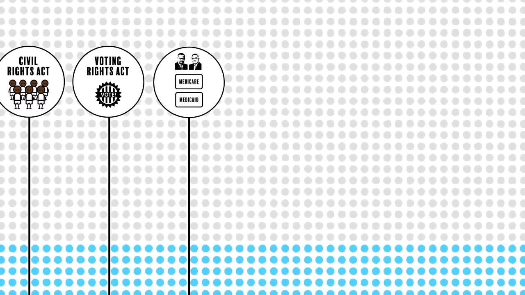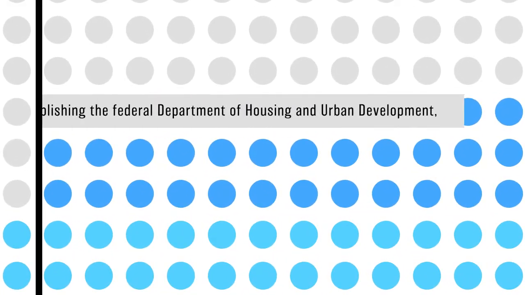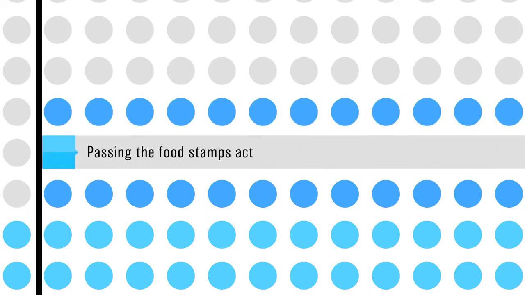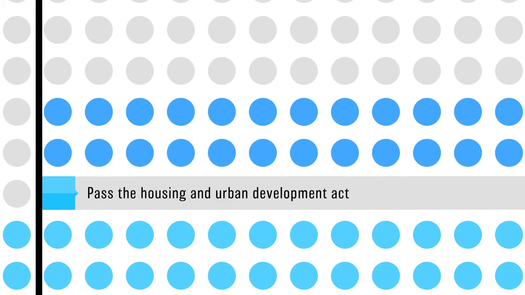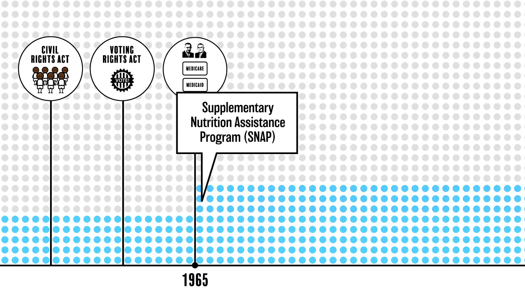Building upon the ideas in President Roosevelt's proposed Second Bill of Rights, lawmakers attempted to address issues of housing and food insecurity by establishing the Federal Department of Housing and Urban Development, passing the Food Stamps Act, and passing the Housing and Urban Development Act. The creation of these programs paved the way for today's Supplemental Nutrition Assistance Program, SNAP.